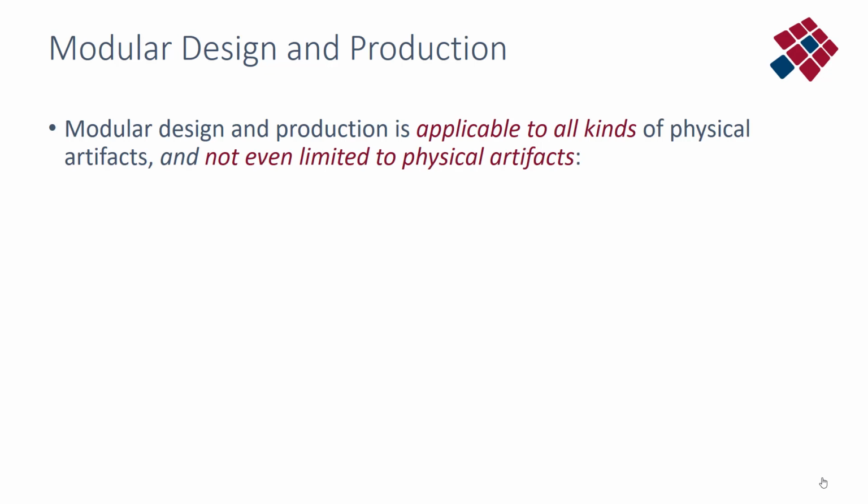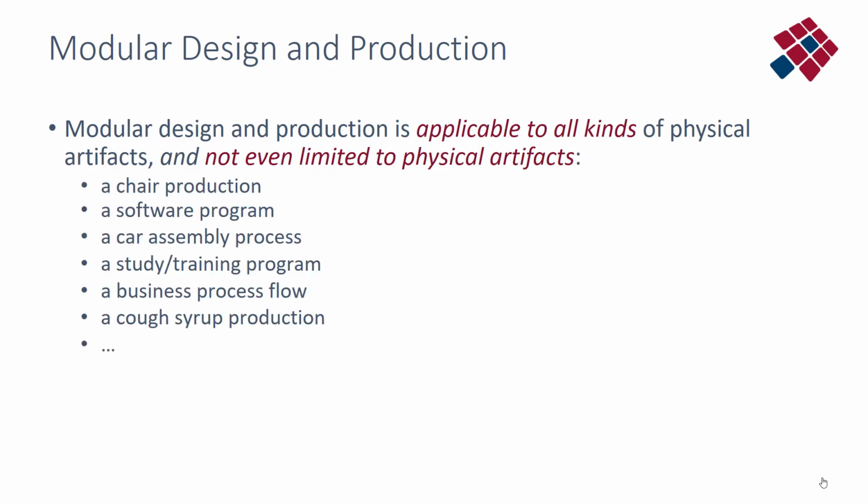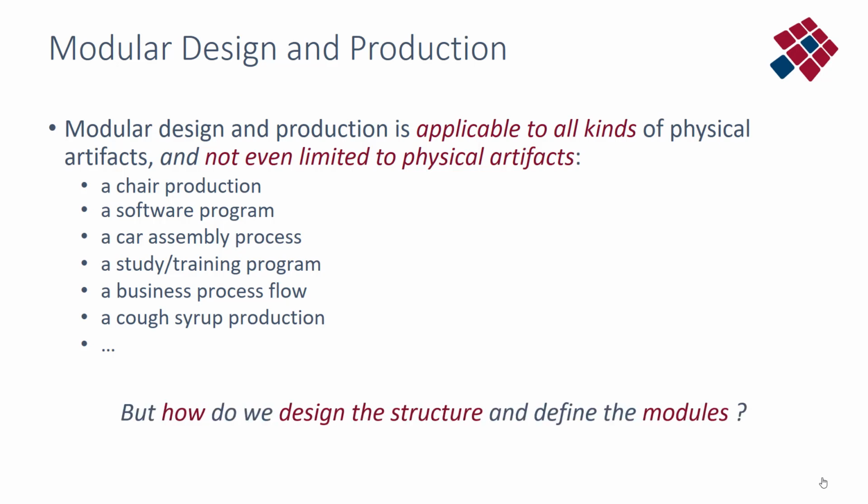Now, modular design and production, we have also seen, is applicable to all kinds of artifacts, but not even limited to physical artifacts. We have given the example of the chair production, but also a software program, car assembly, composing a study program or a business process flow, or even artifacts like a cough syrup, where the ingredients are the modules and not physical parts. But how do we design the structure?